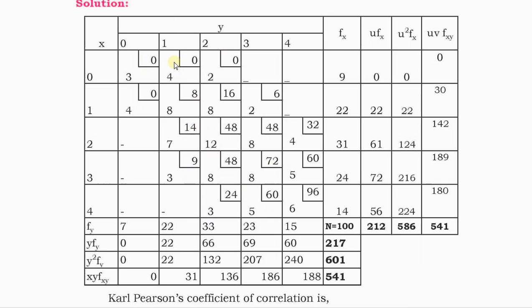Okay. So 0 and 0 yields 0 here. Next, 0 plus 8 plus 14 plus 9. 14 plus 9 is 23, 23 plus 8 is 31. Next, 16 plus 48 plus 48 plus 24, so this is 136. Next, 6 plus 48 plus 72 plus 60 is 186. 32 plus 60 plus 96 is 188. The total here is 541. Now remember here the x into y into fxy, and here the x into y into fxy.